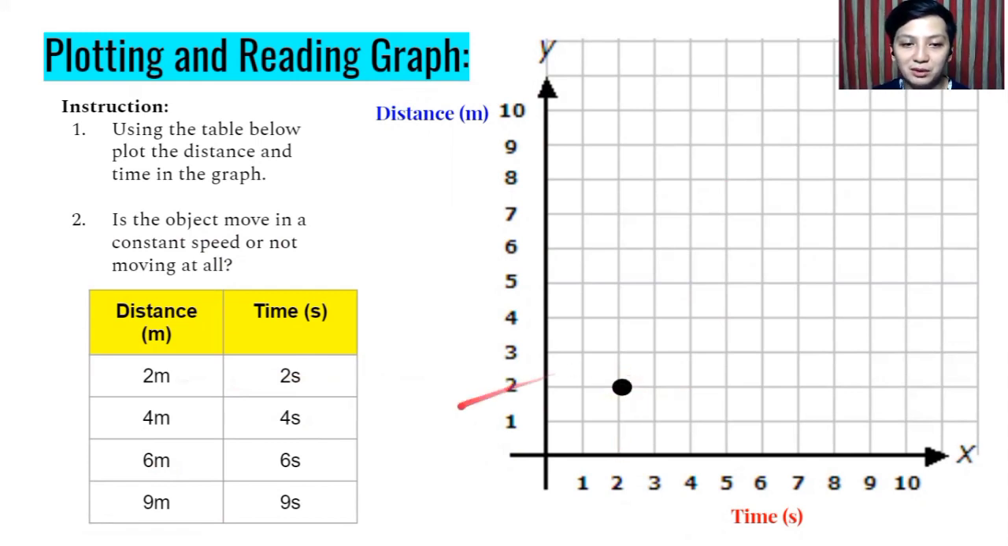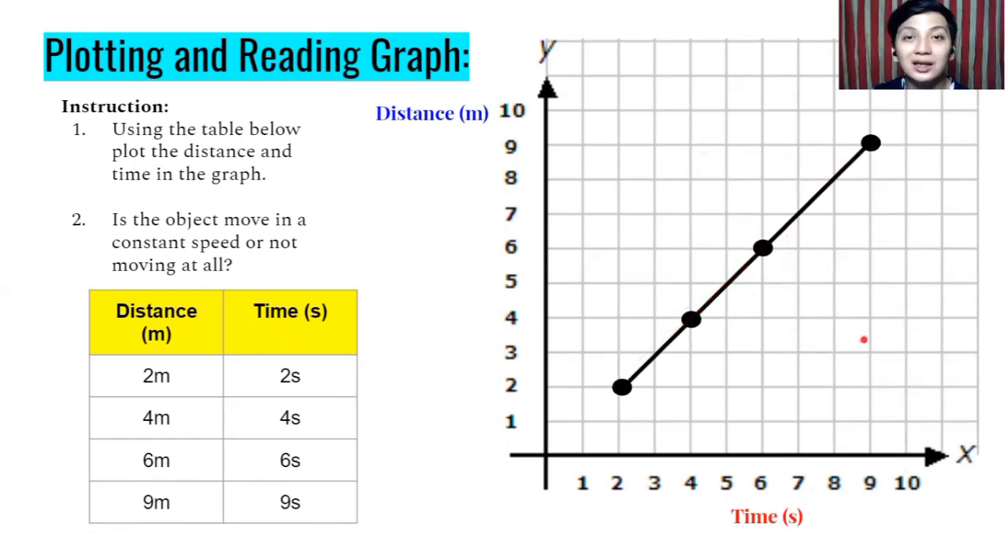2 seconds, 2 meters; 4 seconds, 4 meters. Then 6 seconds, 6 meters. The point where they meet is the intersection point. Then 9 seconds, 9 meters. There you go, 9 meters. And then do not forget to draw a line so that you will be able to interpret it.